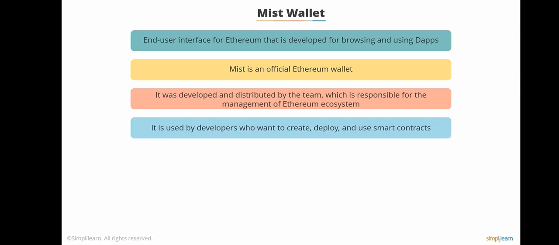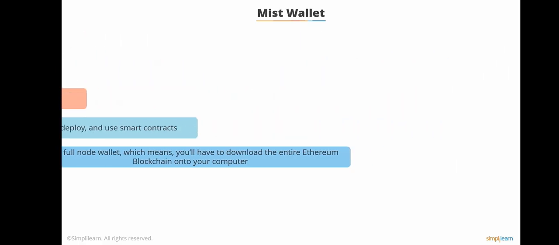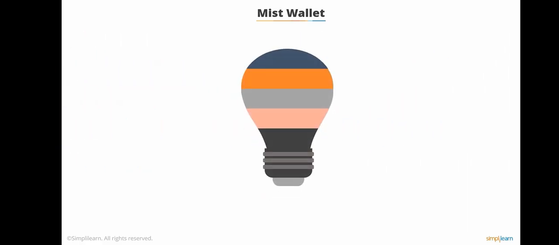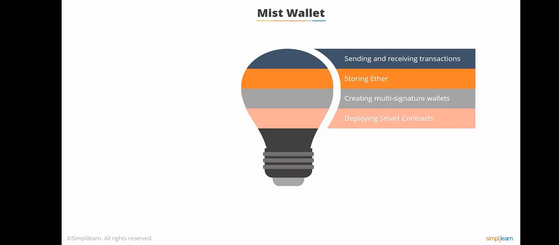It is usually used by developers who want to create, deploy, and use smart contracts. It is a full node wallet, which means you'll have to download the entire Ethereum blockchain onto your computer. Some of the applications of Mist Wallet are as follows. First, sending and receiving transactions. Second, storing Ether. Third, creating multi-signature wallets. And fourth, deploying smart contracts.